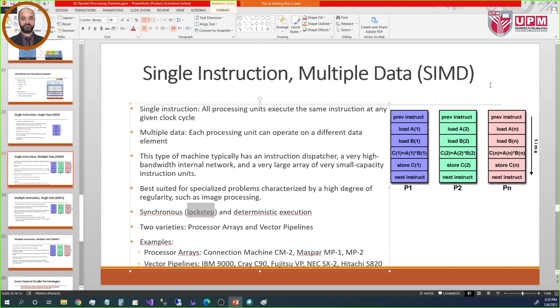Examples of this kind of architecture are processor arrays, like the Connection Machine CM-2, and also MasPar MP-1 and MP-2. These are model names of some machines that are using this architecture. Also, under vector pipelines, there are the IBM 9000, Cray C90, Fujitsu VP, NEC SX-2, Hitachi S820, and some others.